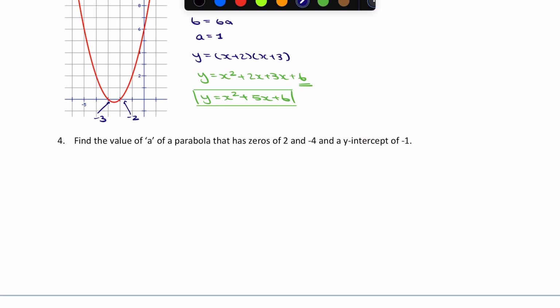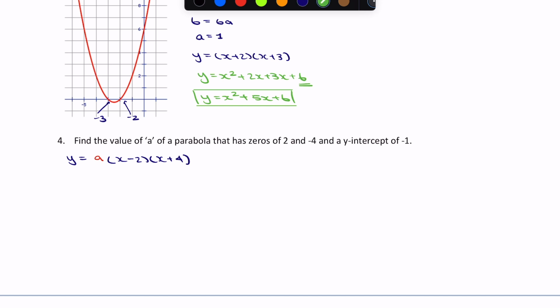Okay, this last one here, it says find the value of a in the parabola that has zeros 2 and -4 and a y-intercept of -1. So here we have zeros, so we don't have our a value again. That's what we're trying to find. Has zeros of 2 and -4, so x minus 2, x plus 4.